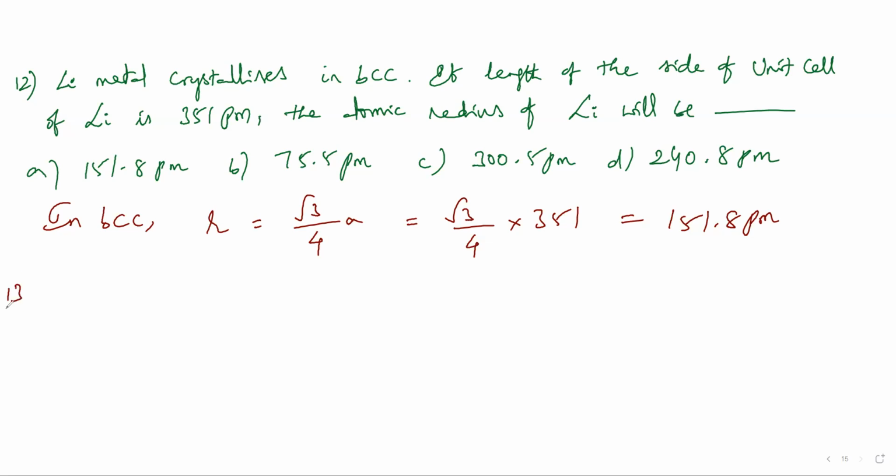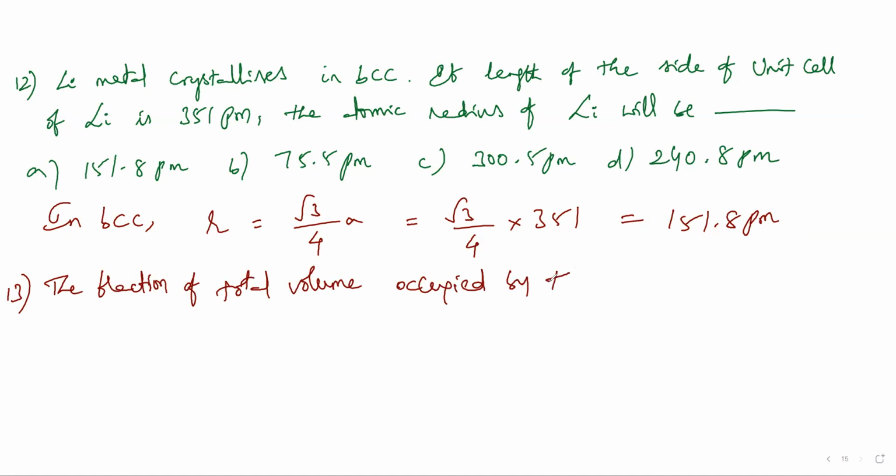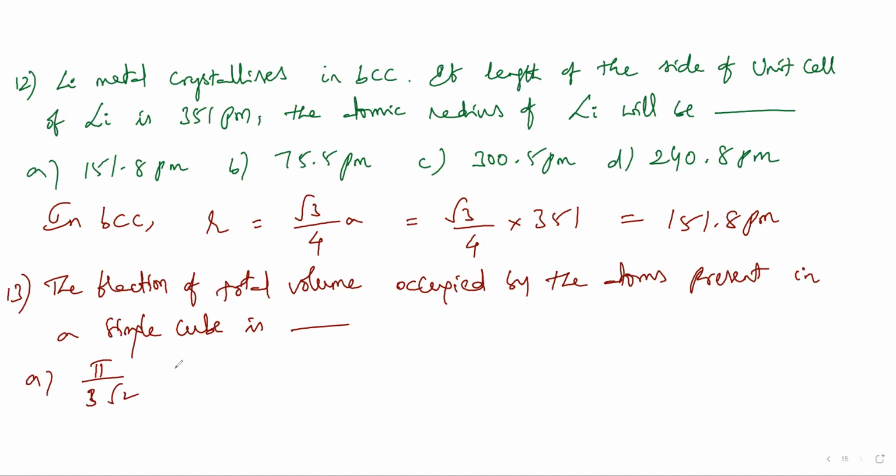Next, one more question we'll see, then we'll wind up this session. The fraction of total volume occupied by the atoms present in a simple cube is: options pi by 3√2, pi by 4√2, pi by 4, pi by 6. So the fraction of total volume occupied in a simple cube.